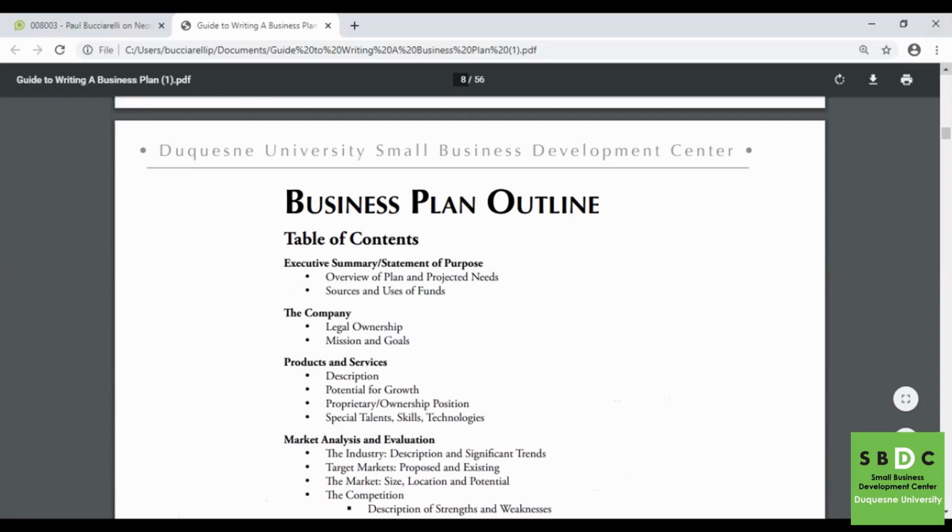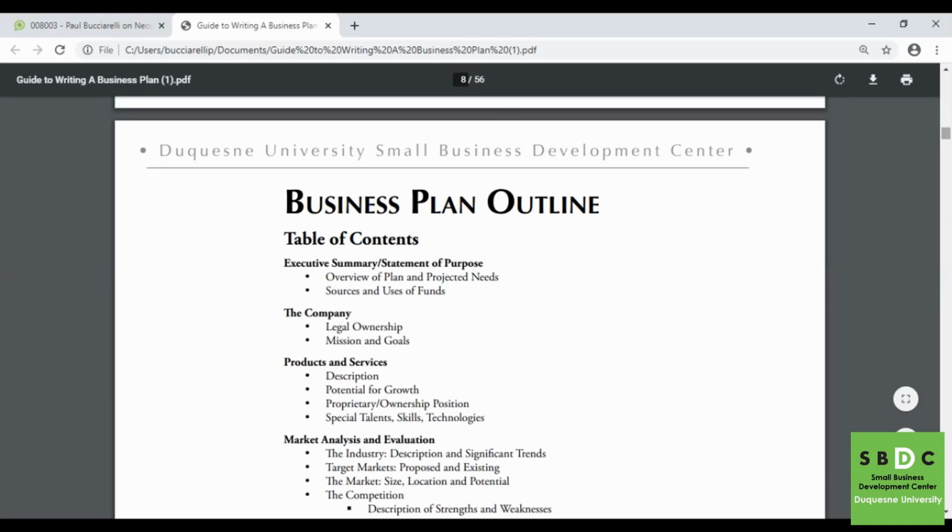I'd also tell you that a lot of our small business bankers are very familiar with this outline, and so that may give you a leg up when you go to try to sell your idea in terms of getting a loan. So let's take a look at the business plan outline and some of the important sections in the plan. You'll notice that executive summary is the very first bullet.